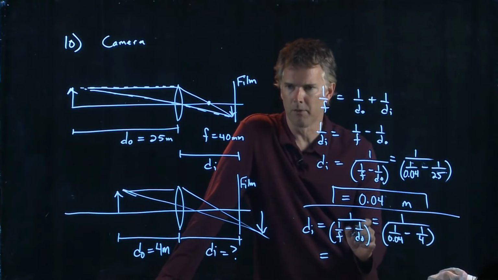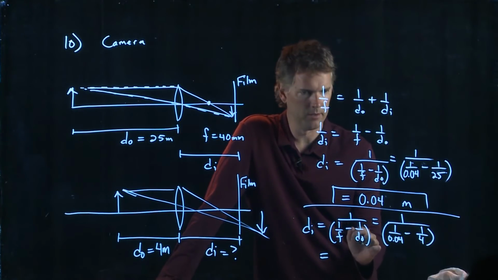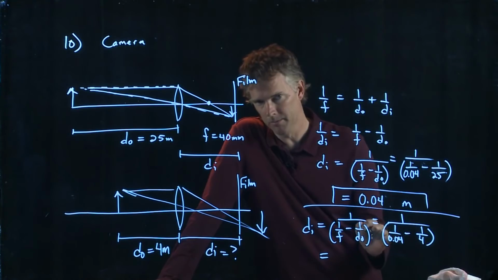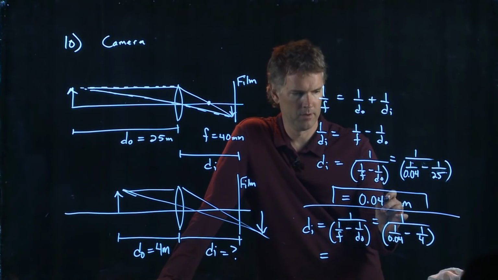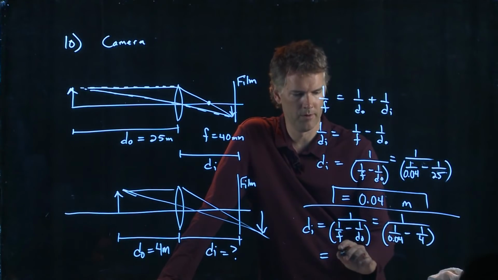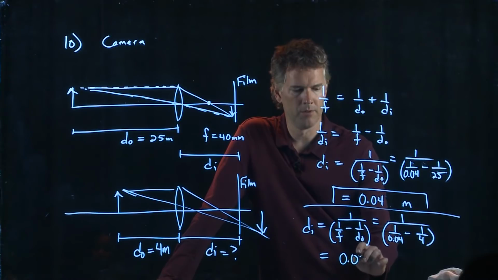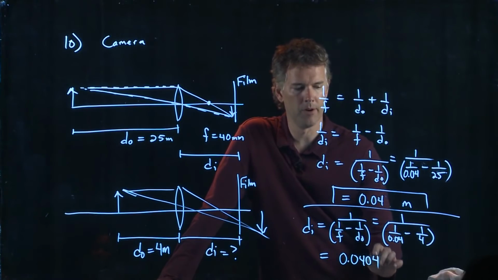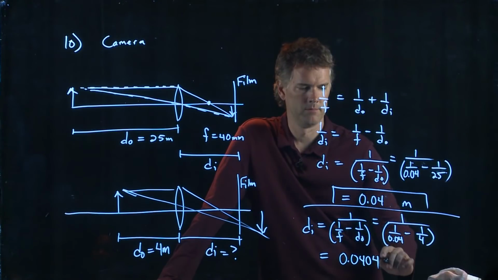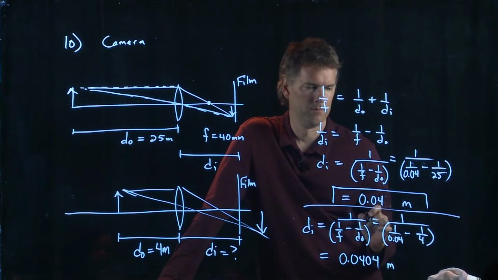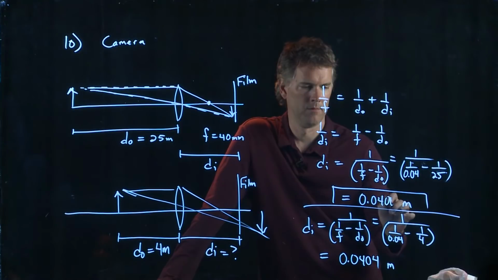This is good practice for tomorrow, punching things into your calculator. Anybody else bring their calculator with them? We got 0.04 for the second one. You got 0.04, 0.0404, and what'd you get on the first one? 0.040064.